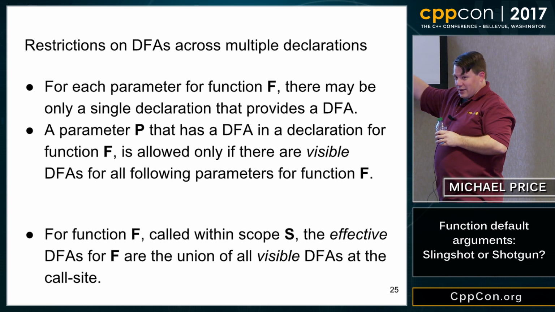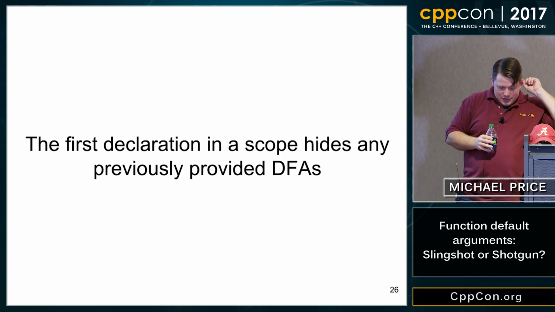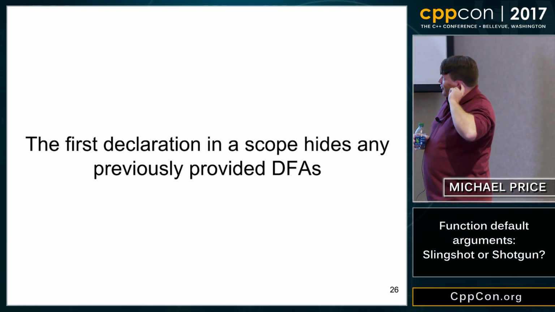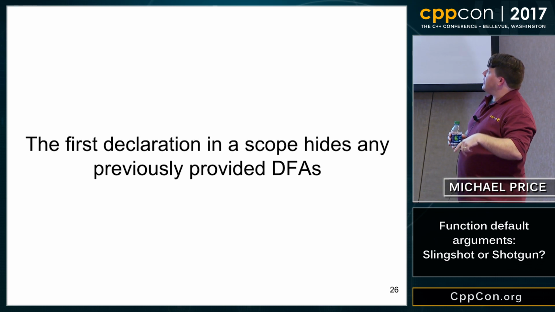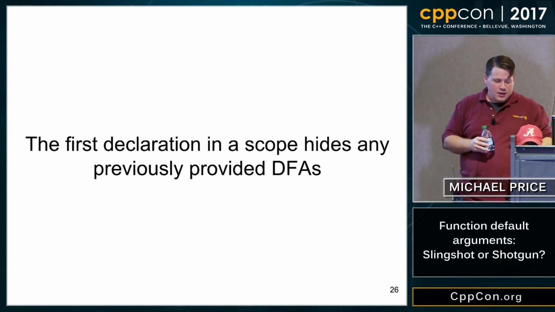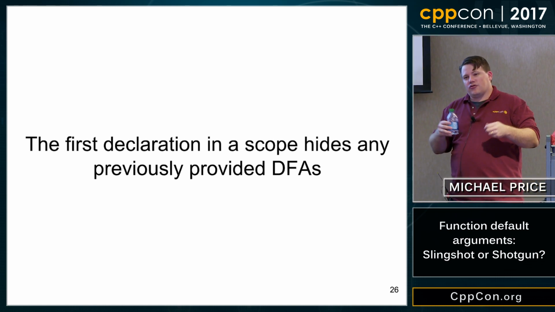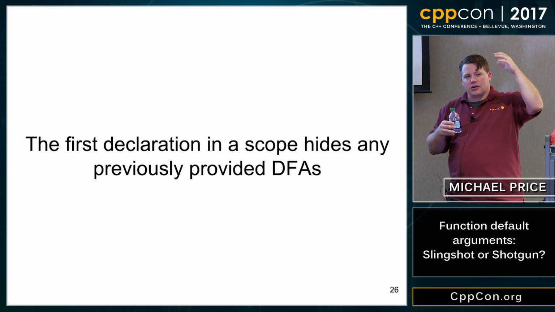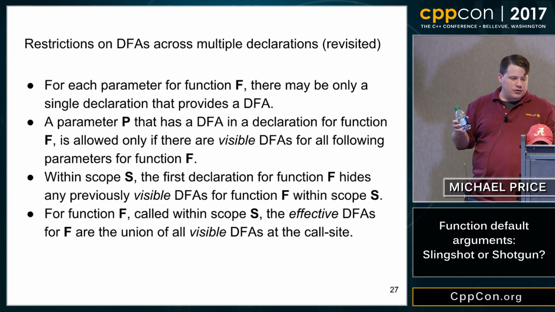But there's this big blank here, right? I wonder what that's about. So this is weird. The first declaration in a scope hides any of the previously provided default arguments for that function. This is very counterintuitive because we think, well, you're declaring this, it should add. Just because you're in a nested scope doesn't mean you should throw away everything you knew.